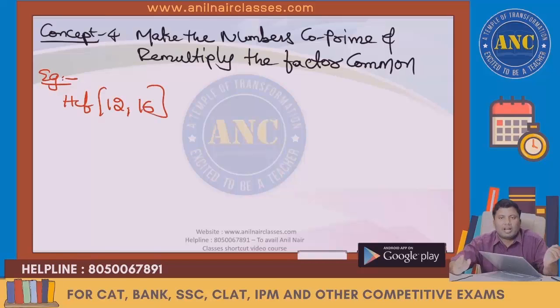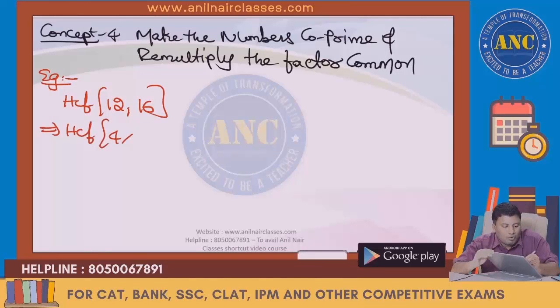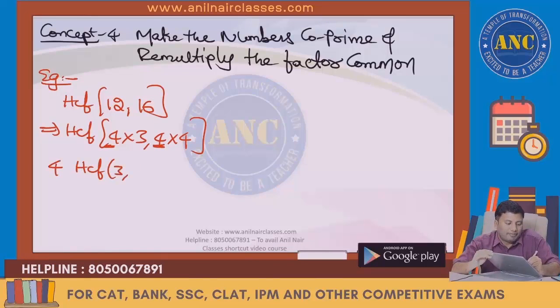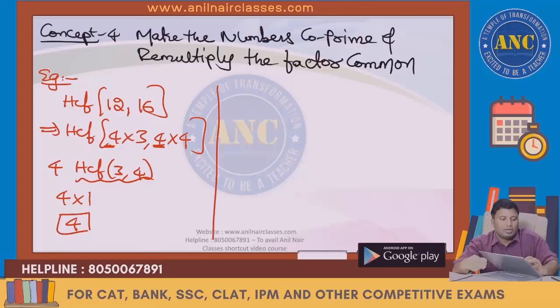HCF of 12, 16. 12 and 16 are not co-prime. Make them co-prime. 4 into 3, 4 into 4. 4 is common. Take out. Remaining is HCF of 3, 4. HCF of 3, 4 is 1. So 4 ones are 4. Answer is nothing but 4.